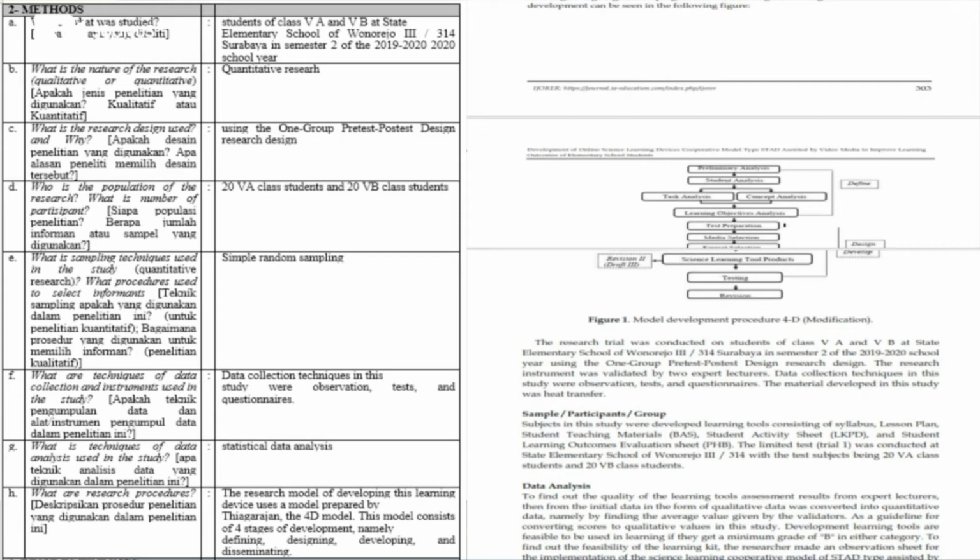And then point D, who is the population of the research? The population of the research is 25A class students and 25B class students. And then what is the sampling techniques? The sampling techniques used was simple random sampling. And point F is what are the techniques of data collection? Data collection techniques in this study were observation, tests, and questionnaires.